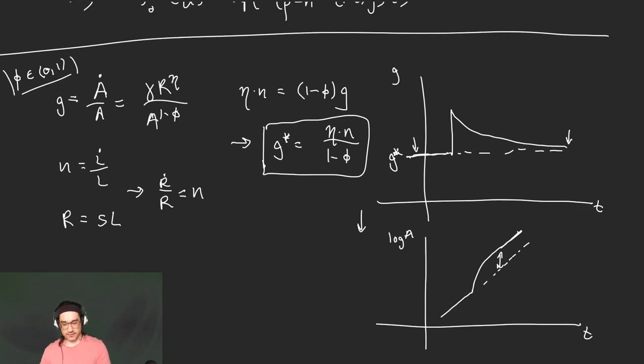Okay. So let's turn over a new leaf here. Let's do this phi equals one case. The phi equals one case is interesting because it gives you something that's qualitatively different from the phi less than one world. Okay. So with phi equals one, we're going to get G is equal to R to the eta, and that whole a to the 1 minus phi term in the denominator disappears. We just get that. That's it, right?